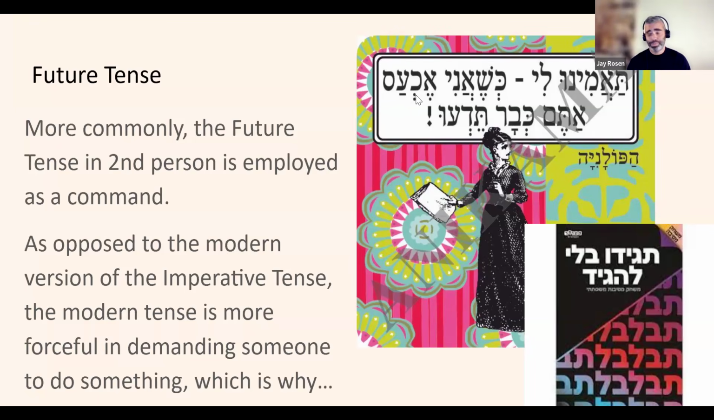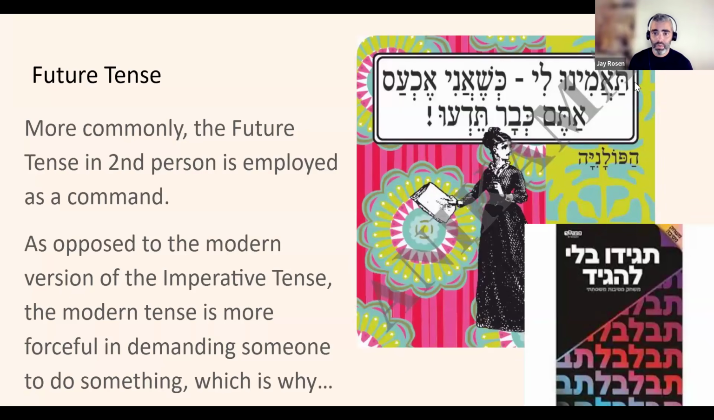all these very stereotypical Jewish mother expressions. So for example, ta'aminu li, kshani echas atem kvar ted'u. Ta'aminu li. Here's our example of the future tense. Believe me. And it's not just one person believing me, ta'aminu li, meaning you plural believe me. Kshani echas, when I'll be angry, atem kvar tedu, you will already know. Okay? Ta'aminu li is our command here.